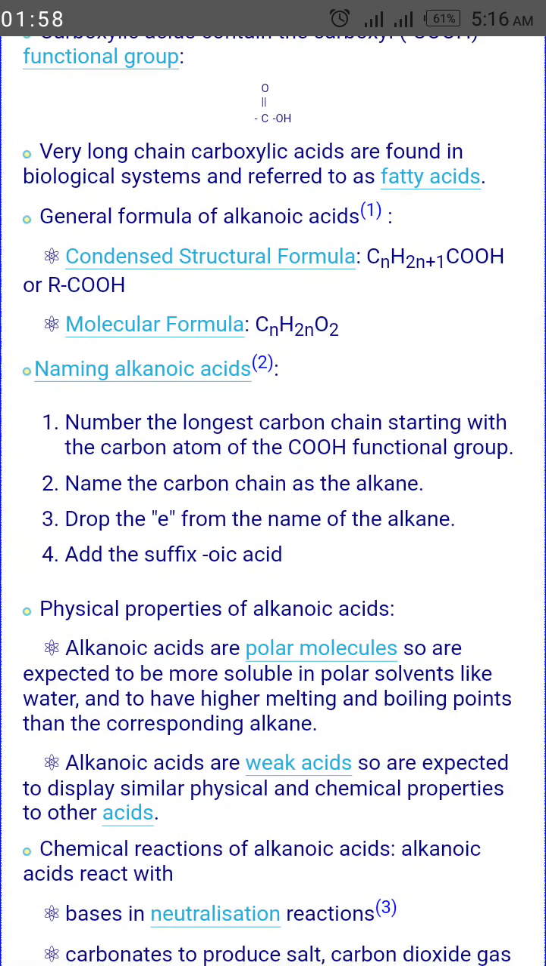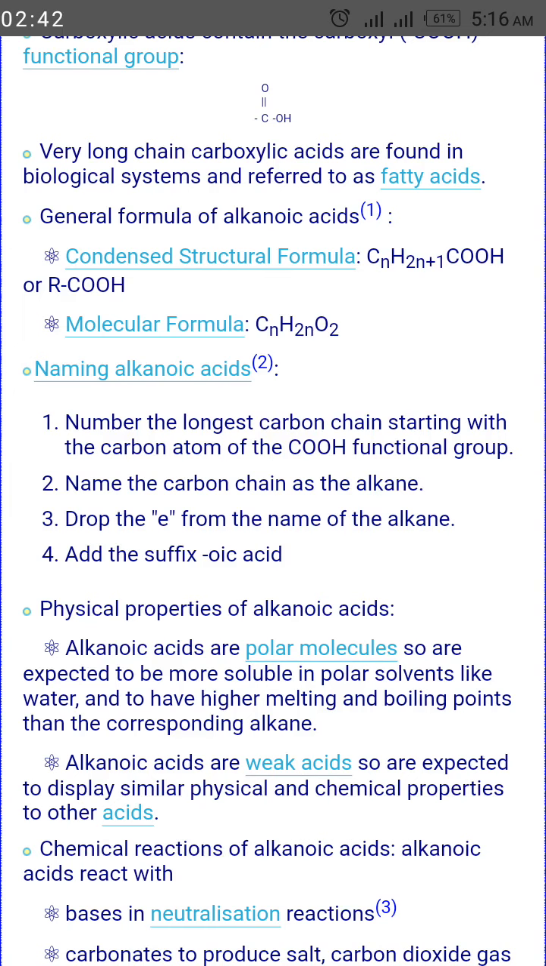And how do we name alkanoic acids? The first step is to number the longest carbon chain, starting with the carbon atom of the COOH functional group. We'll discuss this later, sure. But you start your numbering from the carbon atom that is bonded to the COOH functional group. The second step is to name the carbon chain as the alkane. The number of carbons in the chain you numbered, like if it is 4, that is butane.